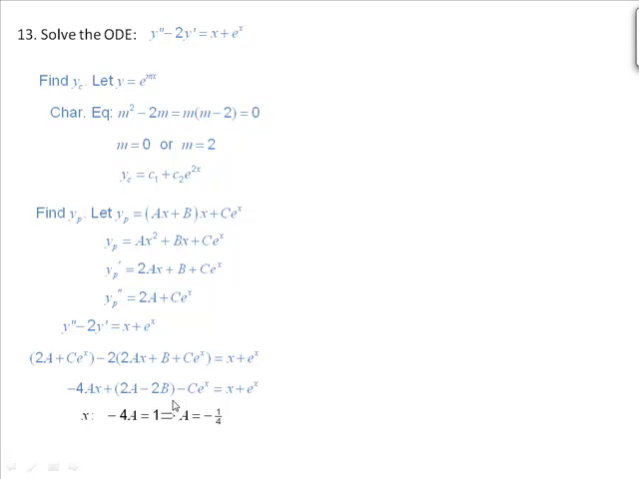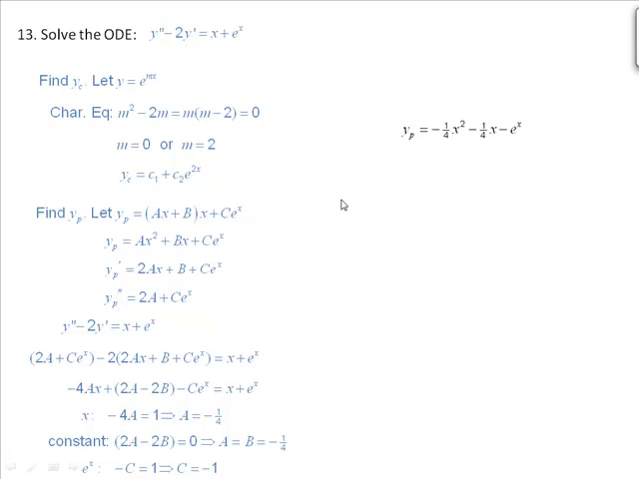My constant terms have to have the same coefficients, which tells me that 2a minus 2b is equal to 0. And then if I bring the b over and solve, it tells me a is equal to b. Because a is negative 1/4, b is also negative 1/4. And then for my e to the x terms, I have negative c is equal to 1, so c is equal to negative 1. It tells me that my particular solution is negative 1/4 x squared, negative 1/4 x, minus 1 e to the x.